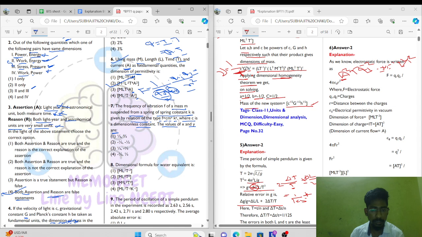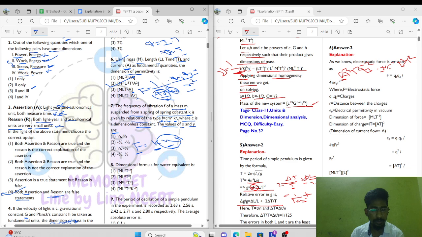Here m is the mass, and k is the spring constant. You already know F equals kx, right? F is the force applied to the spring, k is the spring constant, and x is the displacement, you can say the change in length of the spring. So you have to calculate the value of x and y from this equation.